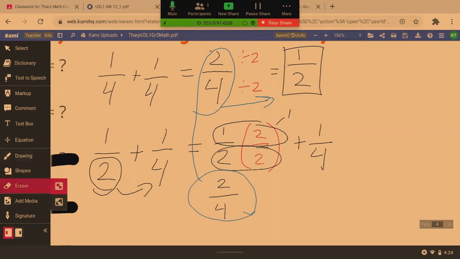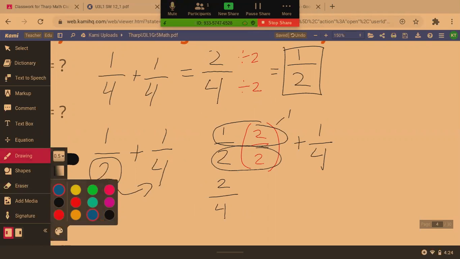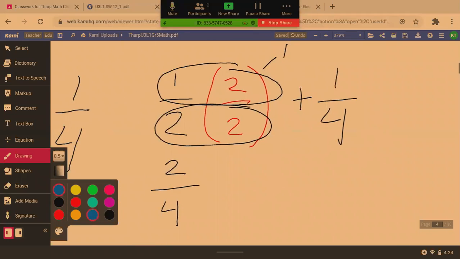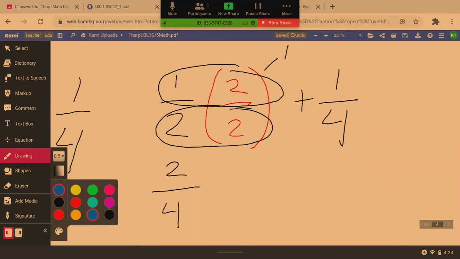Wait. Miss Tharp, what was the point of that? If 2/4 equals 1/2, then what is the point of me even multiplying by 2 over 2 in the first place? Because we have to get the denominators the same. This allows us to compare it side by side.